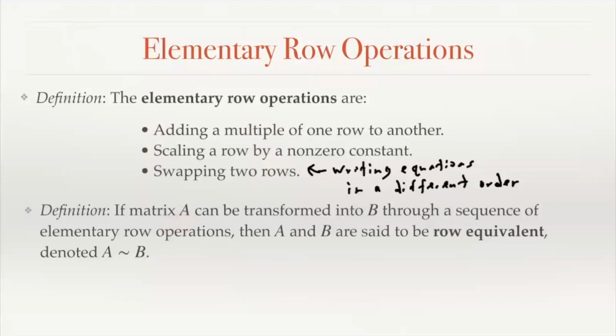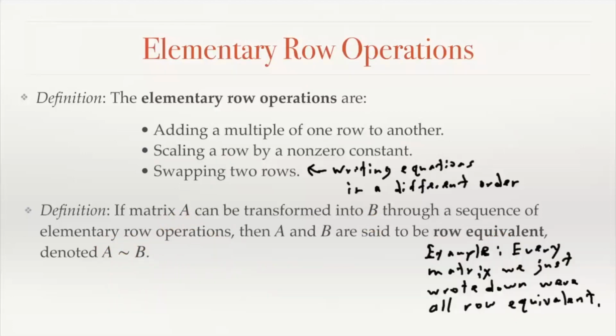And if one matrix A can be transformed into another matrix B through a sequence of elementary row operations, then A and B are said to be row equivalent. Sometimes we denote that with a little tilde between them. So in the example that we just worked through, all of those matrices that we were writing down, every single one was row equivalent because each of them was obtained through doing elementary row operations to the previous one. So every matrix we just wrote down, they were all row equivalent to each other.